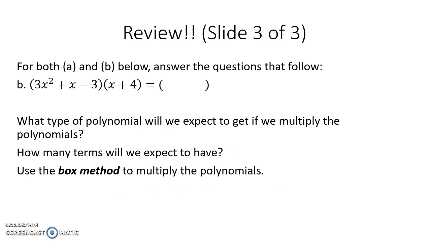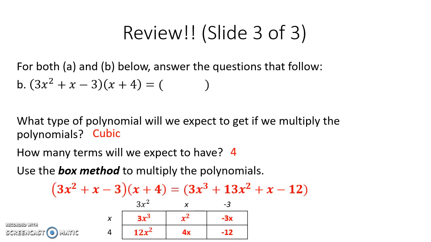For the next one, since we have a quadratic times a linear, we should expect a cubic function. And a cubic function in standard form has 4 terms, so we should expect that. Now when we multiply, we need a 2 by 3 box, because one of the factors has 2 terms and the other factor has 3 terms. So we need a 2 by 3 box to account for that quadratic.